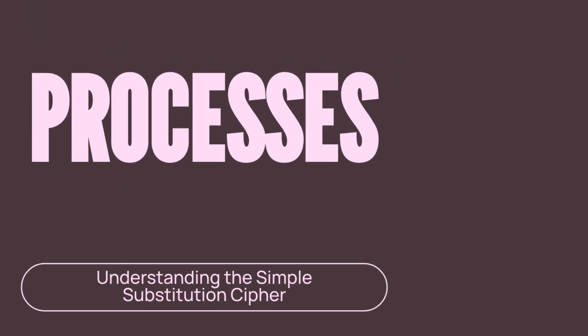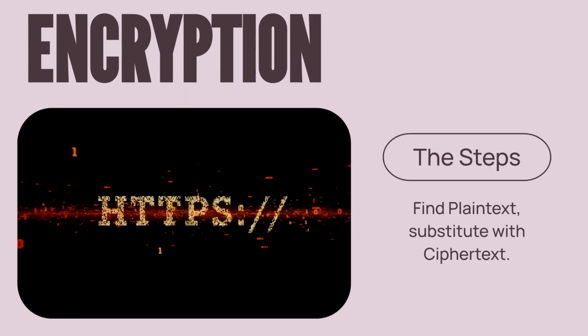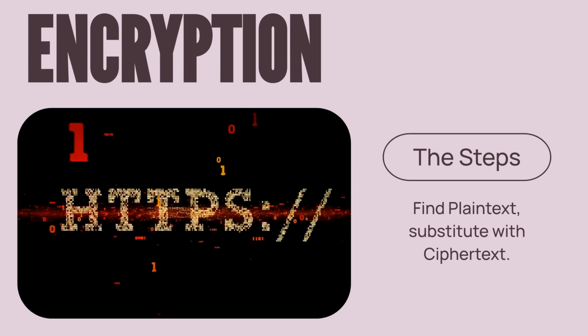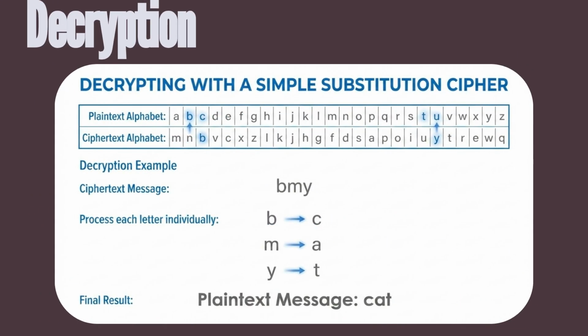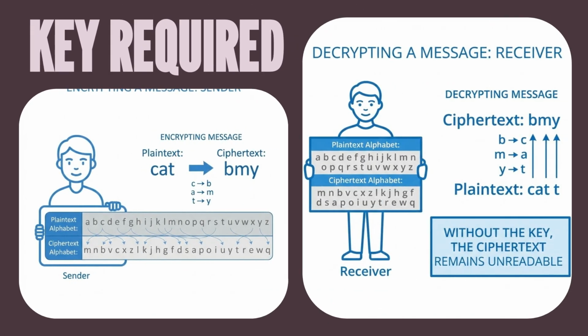The core of the cipher involves two processes: encryption to hide the message and decryption to reveal it. To encrypt, you take your original message, find each letter in the plaintext row of the key, and write down the corresponding letter from the ciphertext row. Conversely, to decrypt, you look at the encrypted message, find those letters in the bottom ciphertext row, and write down the corresponding plaintext letter directly above it. A critical requirement is that both the sender and the receiver must possess the exact same substitution mapping table. Without the identical key, the message is useless gibberish.